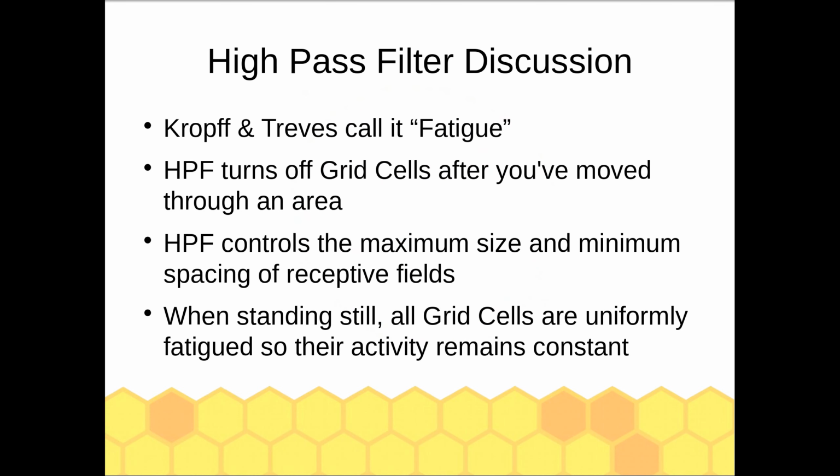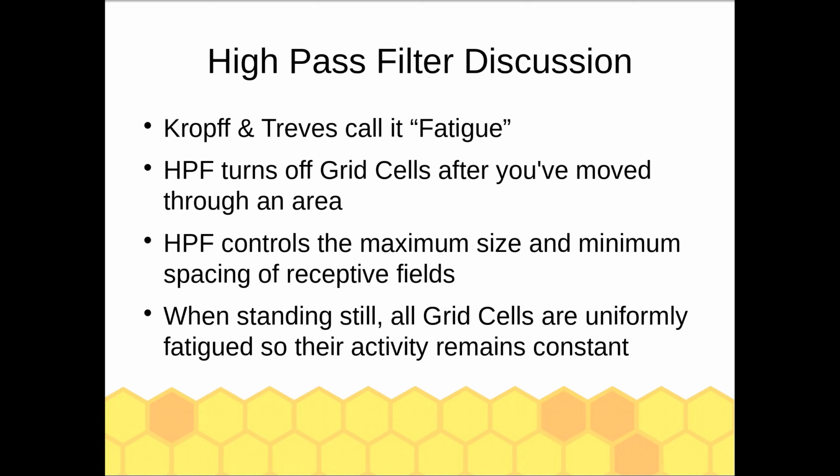Now let's discuss the high-pass filter. Kropff and Treves call it fatigue. The high-pass filter turns off grid cells after they've been active for a certain period of time. If you are moving, then a period of time equates to a physical distance. Therefore, the high-pass filter turns off grid cells after you've moved a certain distance. Grid cells measure distances by combining the assumption that you're moving with the grid cell's internal measurement of time, and that internal measure of time is derived from the high-pass filter.